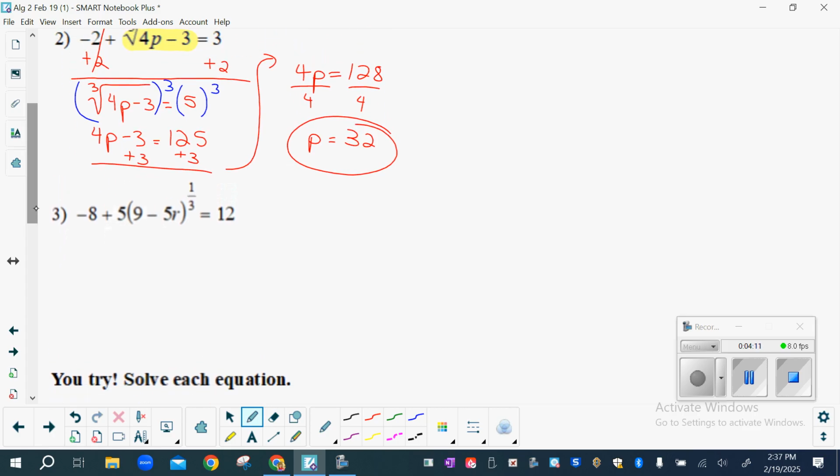Same idea, even though that exponent is a fraction, we still want to isolate this here. We want to isolate this whole expression here, 5 times 9 minus 5r to the 1/3. So what would our first step be? This group right here. Add 8 to both sides.